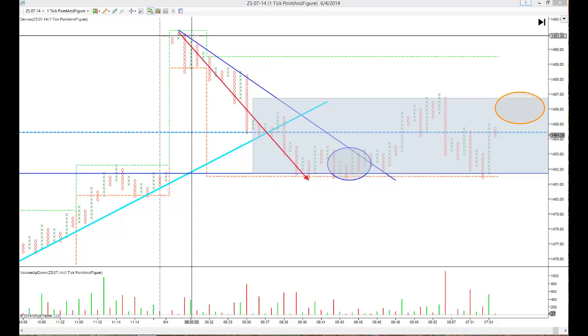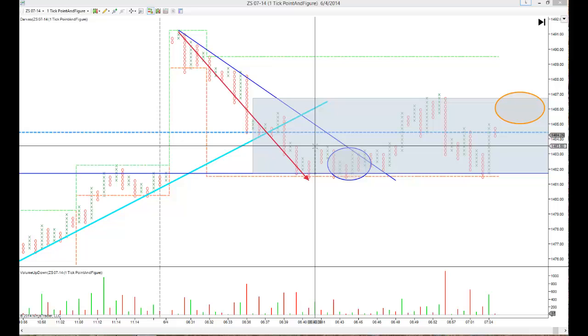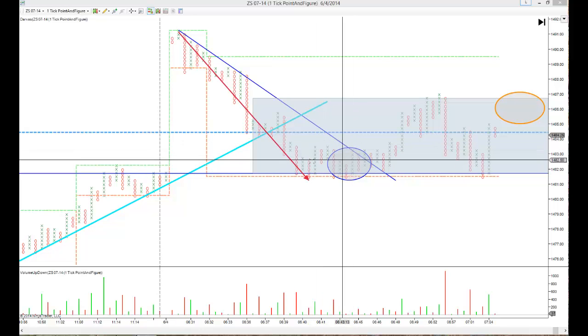For example, here we are coming down. This would be a first entry long, and this would be a second entry long right here, when a column exceeds the previous column of the same color.